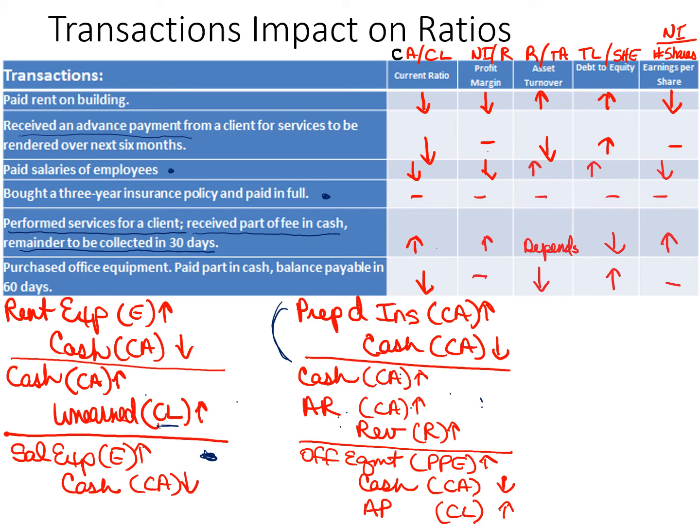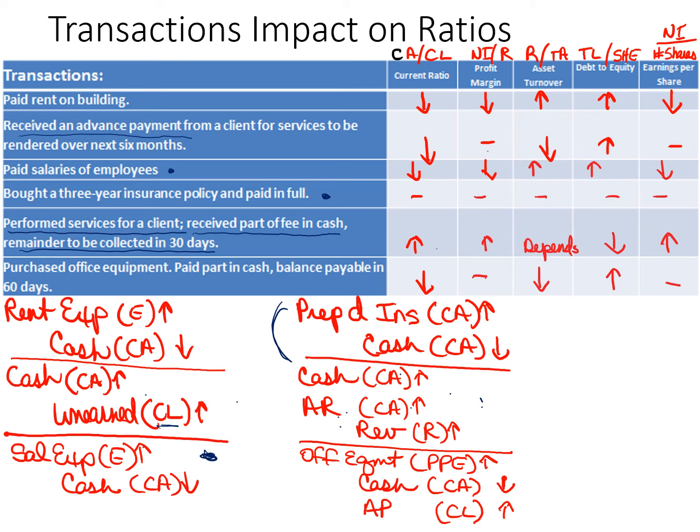Asset turnover, it depends on the numbers, so that's why it says it depends. Because it depends on the proportionality of how much of the current assets versus the revenue. When I look at debt to equity, because my revenue is going up, that means my shareholders' equity is going up. That means my denominator is getting larger, which means my debt to equity ratio will get smaller. And finally, earnings per share. Because revenue goes up, net income goes up, and my earnings per share goes up.